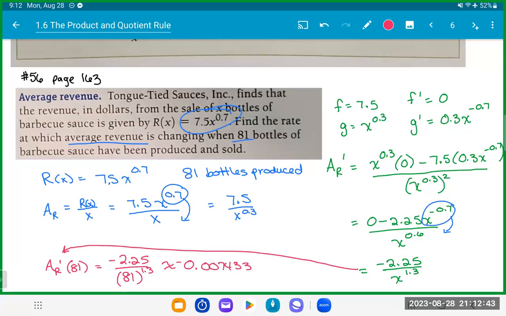Basically, what this tells me is that when 81 bottles of barbecue sauce have been produced, the average revenue is changing at a rate of negative $0.0074 per bottle. So in this case, you could see producing 81 bottles is probably not ideal, because now your revenue is negative, right? You're going to start losing money.